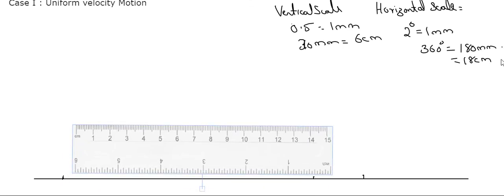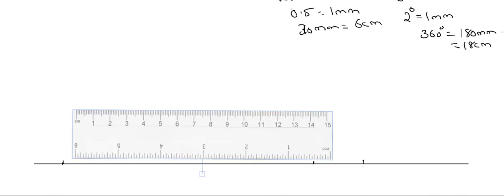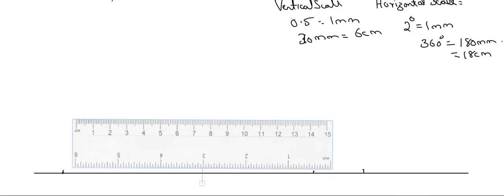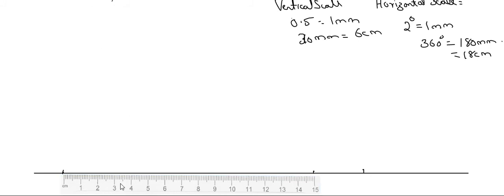Now we want to divide this horizontal line into outstroke, dwell, return stroke, and the last dwell. So the outstroke is 120 degrees. So 120 degrees means 6 centimeter according to my scale, because 2 degrees is equal to 1 mm. So I'm taking 6 centimeter to mark the outstroke. If you place the scale correctly, it will come as 60 mm.